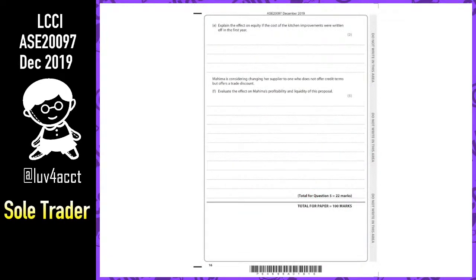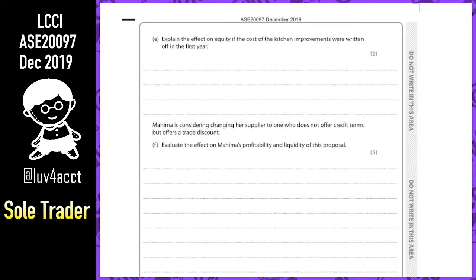So, last 7 marks. Discussion questions. Explain the effect on equity if the cost of the kitchen improvement is written off in the first year. Okay, so the kitchen improvement, 15,000. Now, it is written off in 3 years' time, equally in each year. What happened to equity if it is written off in the first year?